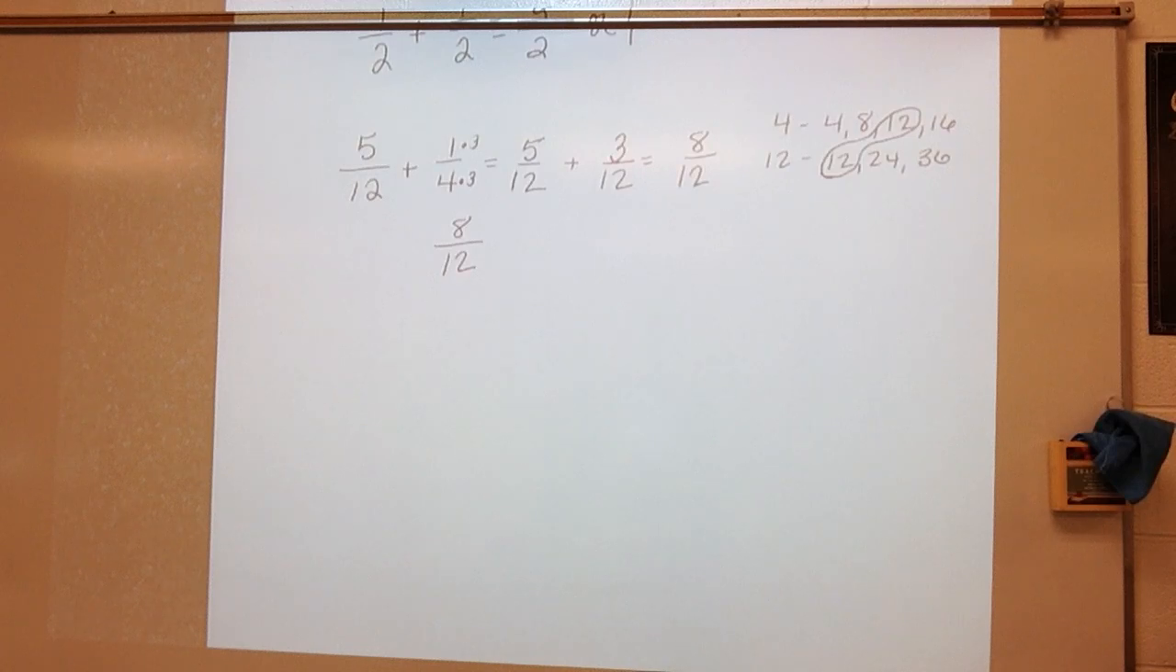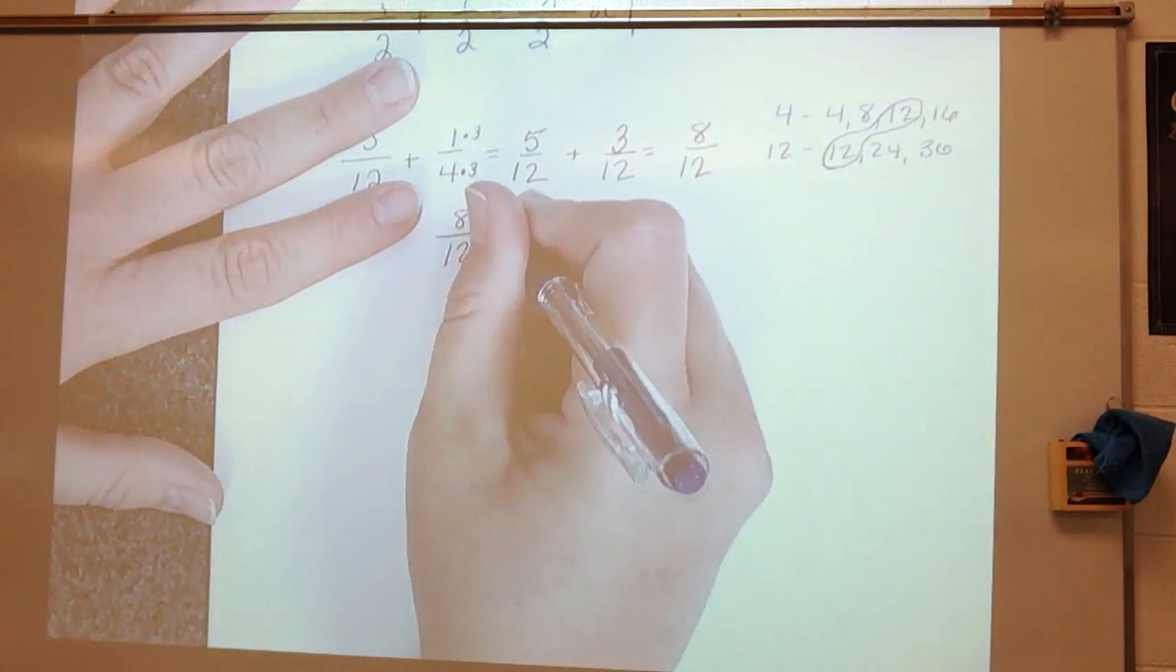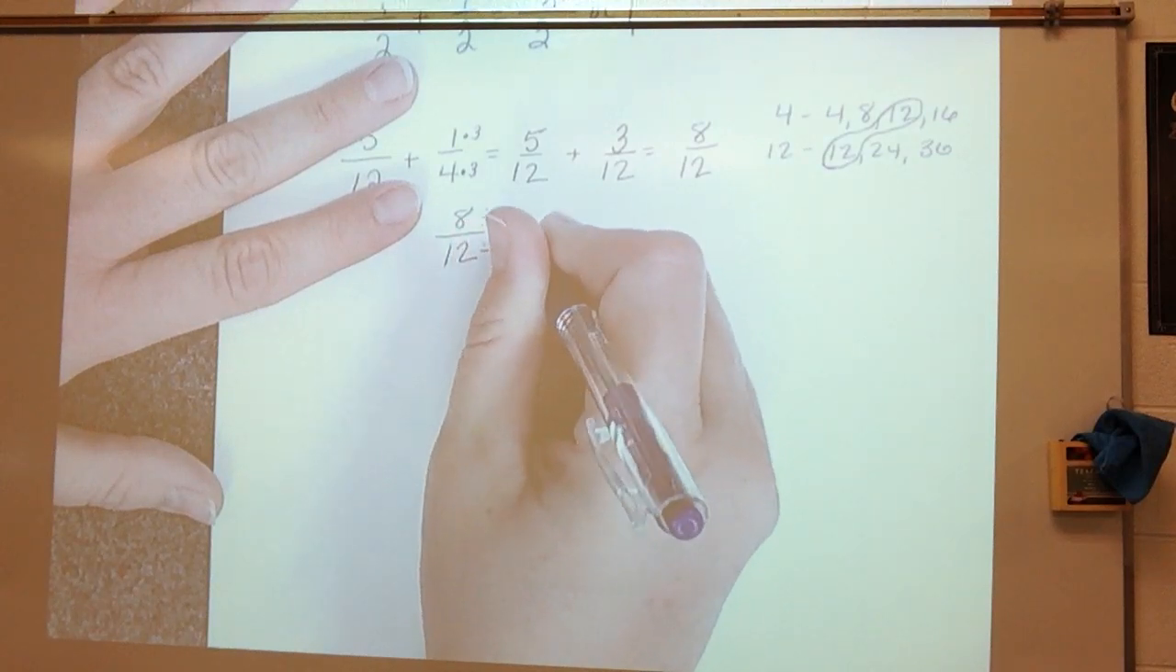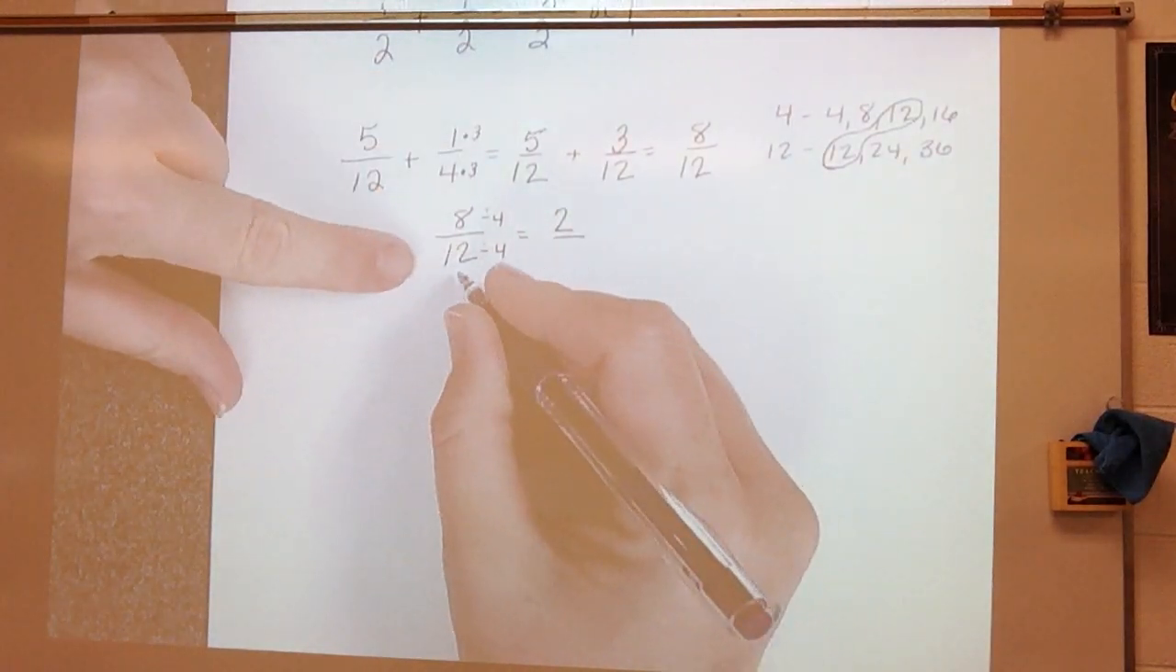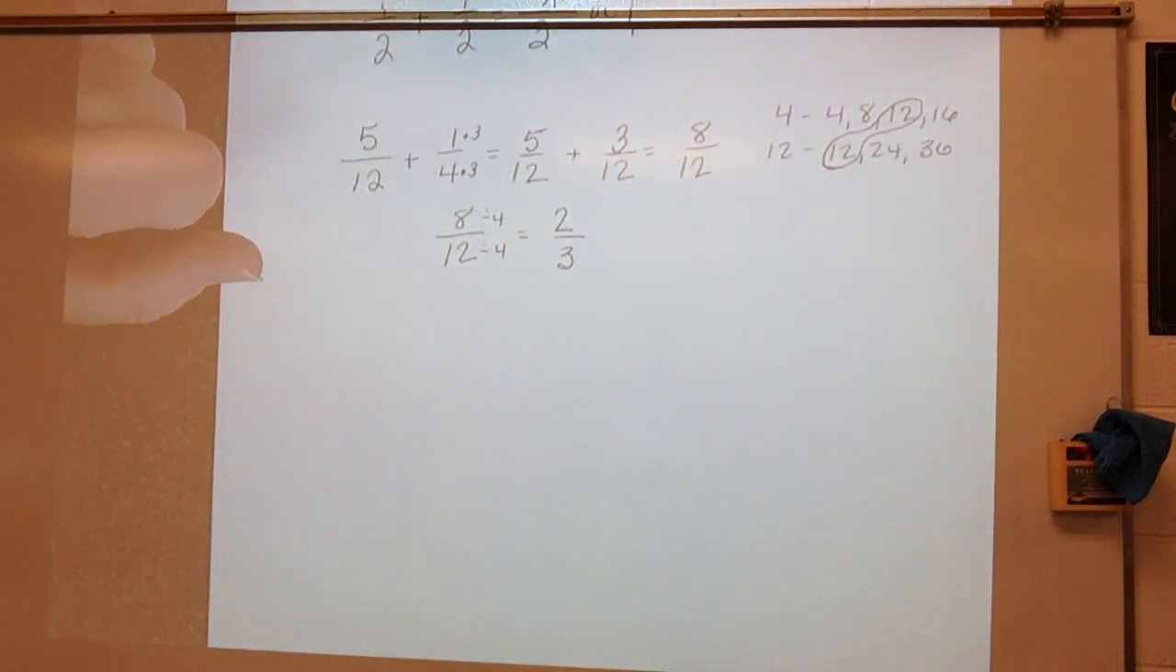So now you need to ask yourself, what goes into 8 and 12? Well, 2 does. Is there anything bigger that goes into 8 and 12? You can say 4. 4 goes into 8 and 4 goes into 12. So I can divide both of these by 4. 8 divided by 4 is 2. 12 divided by 4 is 3. So you are probably going to see 2/3 as an answer on a test. Okay?